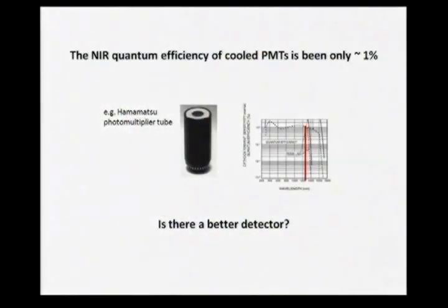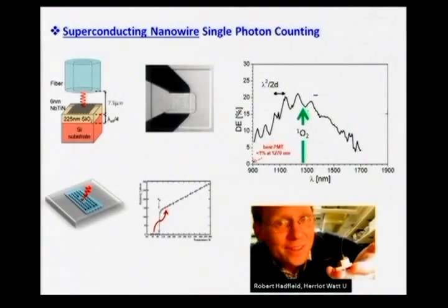Coming back to this, I said this was a big breakthrough. We had this quantum efficiency of 1%, but it's only 1%, and we're chasing signal. Is there a better detector? So we very recently did an experiment in Edinburgh, in Scotland, with Robert Hadfield. A number of groups, not Robert's group himself, but a number of groups, including a group in Russia and another group in Europe, have developed these new detectors, which are superconducting nanowire single photon counting. This sounds very exotic, right? And actually it is pretty exotic.